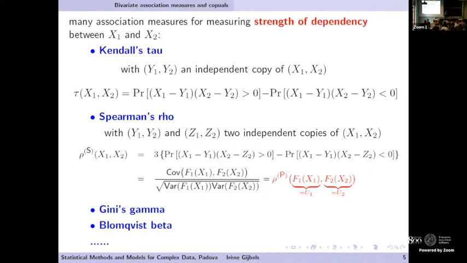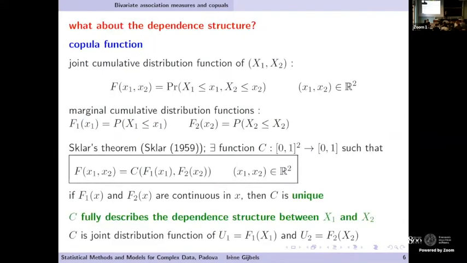For Spearman's rho you have a similar kind of definition, but let me immediately go to this expression. Spearman's rho is essentially Pearson's correlation coefficient, but not applied on the original data, but on the ranked data. So if X1 has cumulative distribution function F1, this is the uniformized marginal, and this is the uniformized second margin. It's like the ranks if you think in terms of data. There are many other association measures in the bivariate case, Gini's index, Blomqvist's beta, etc. So there are many more.